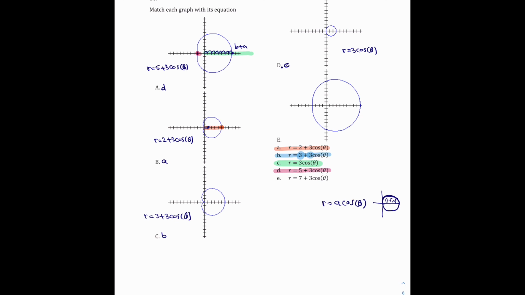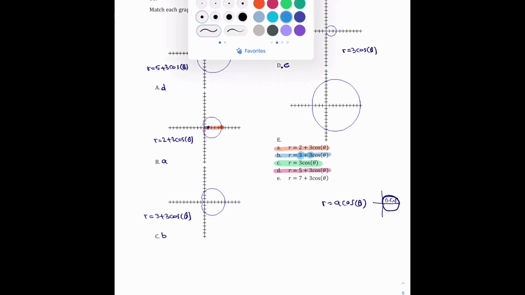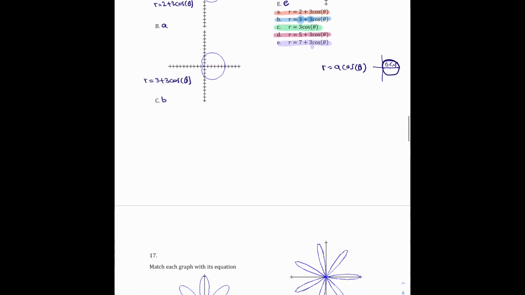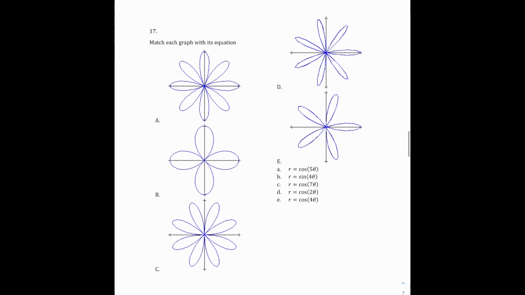The last one here is another dimpled limaçon, and the remaining equation matches. So a is bigger than b, a plus b is 10, which is this point, and then a minus b is negative 4, which is this point. So that matches, and E matches equation E, r equals 7 plus 3 cosine theta. So that is the matching for question number 16. Number 17, this is a rose curve.